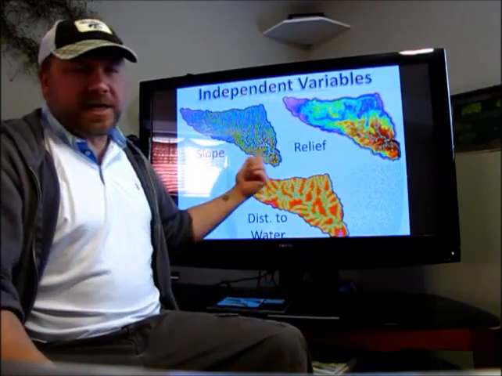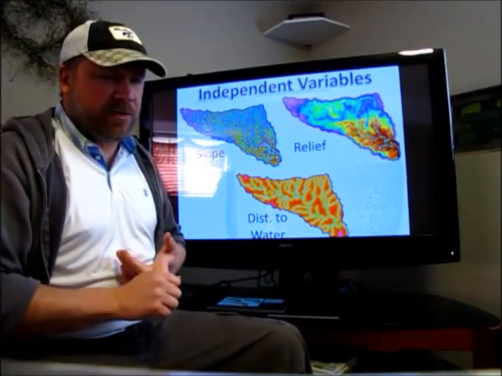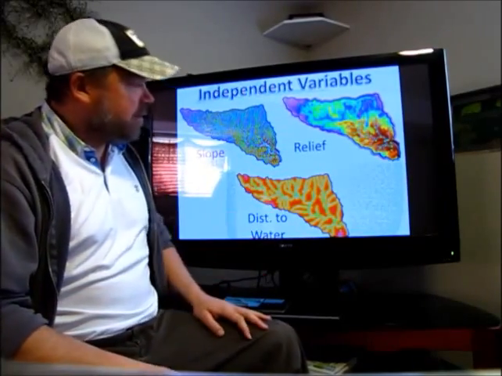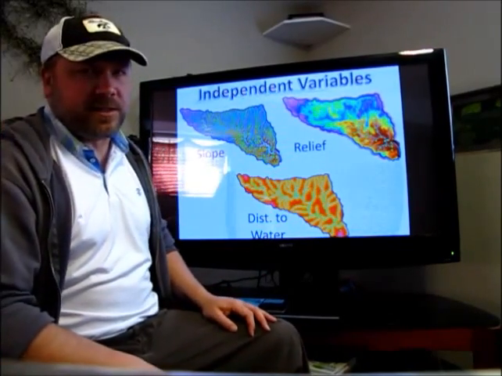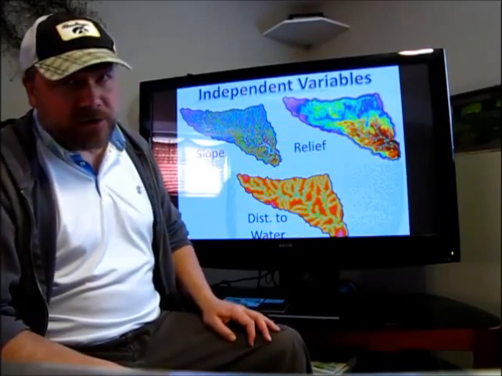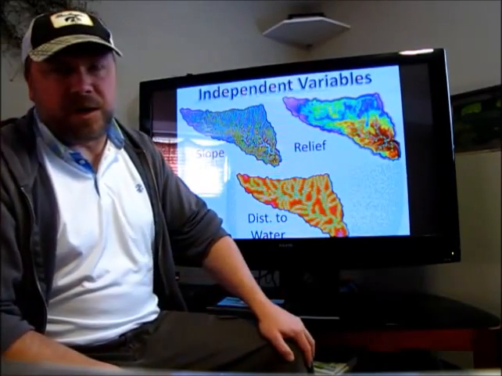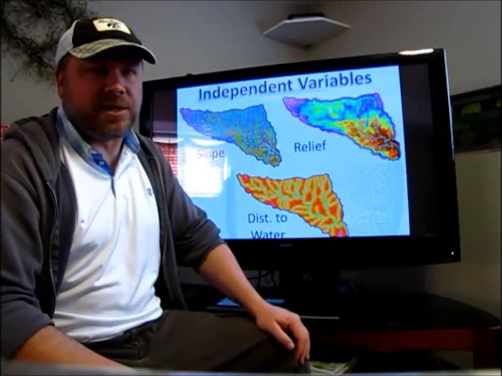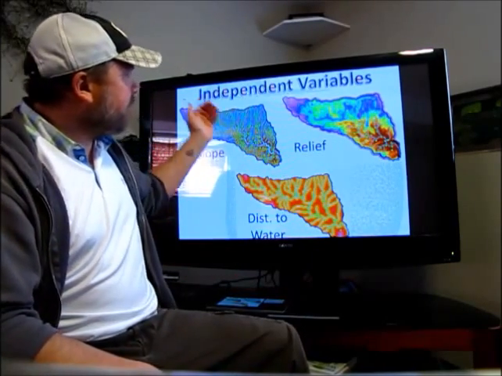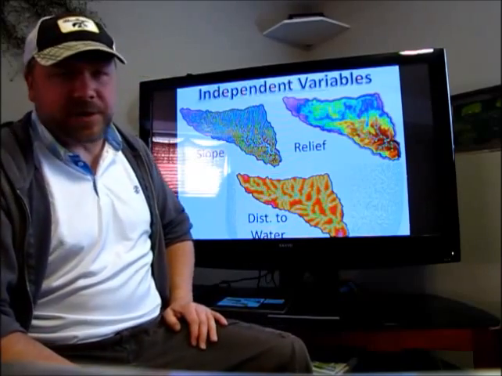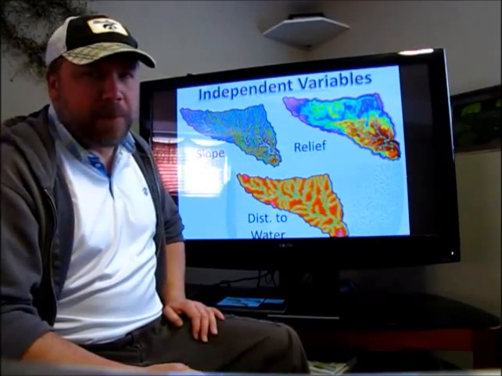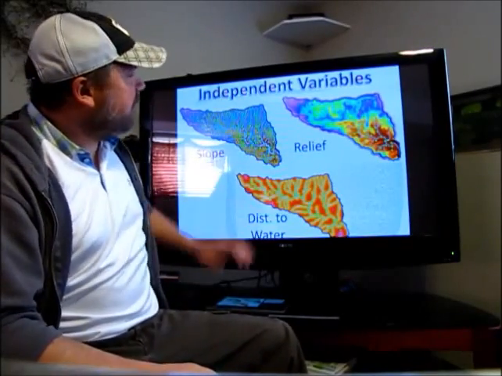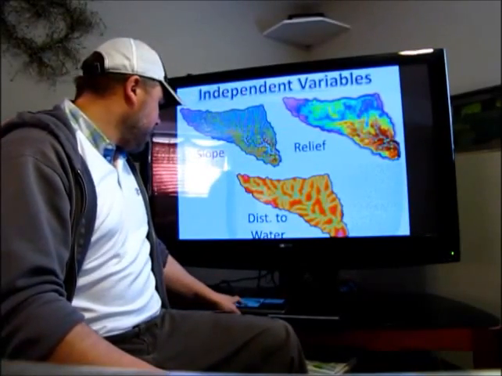And so I'm going to provide these grids for you, but if you're doing something similar to this, I'm going to assume that you know how to, in ArcGIS, do a distance to water, or know how to create a slope grid or a relief grid from a raster or a digital elevation model. And so here are our three independent variables modeled in ArcGIS as a distance to water grid, a slope grid, and a relief grid.